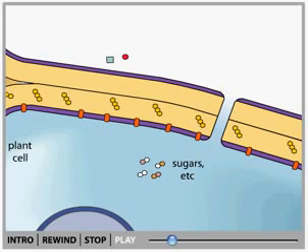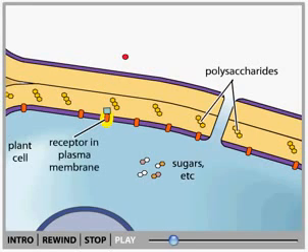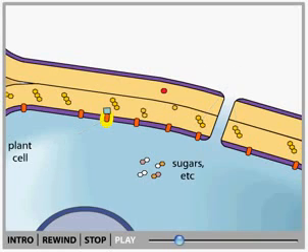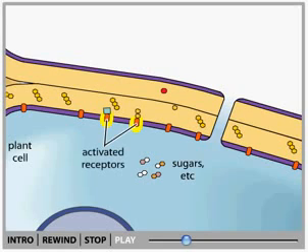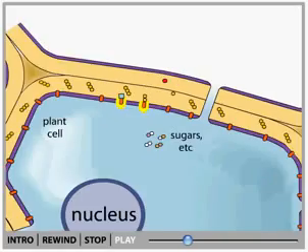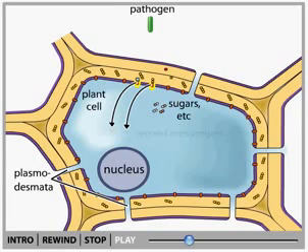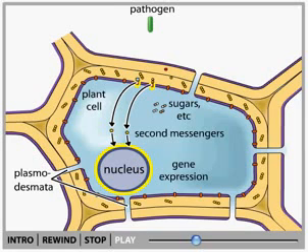Some pathogen molecules, for example, bind directly to plant receptors in the plasma membrane. Others, such as enzymes, break down molecules within the plant cell wall, and then these broken down products bind to plant receptors. When molecules bind to the plant receptors, these receptors become activated and trigger a cascade of reactions. These reactions lead to the production of second messengers, molecules that migrate through the cell and induce it to respond. Here, the cell responds by expressing certain genes.